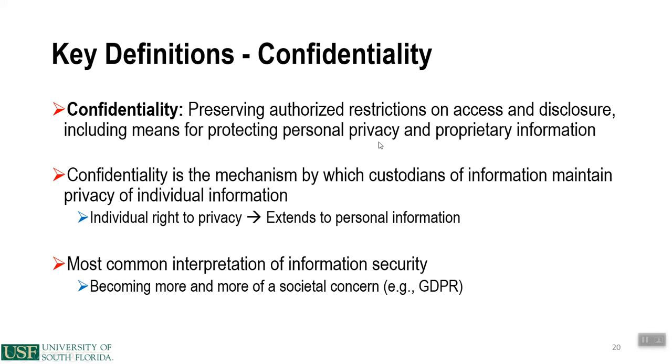Confidentiality is preserving authorized restrictions on access and disclosure, including means for protecting personal privacy and proprietary information. And confidentiality is the mechanism by which custodians of information maintain privacy of individual information. So it's an individual's right to privacy. It extends to personal information. I want to know that, say, my bank is not disclosing my information to other people that may not have the rights to access or view it.